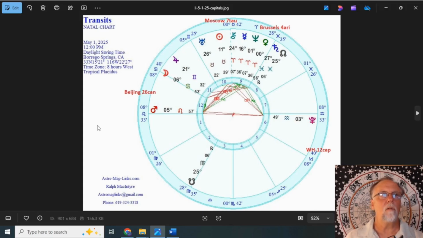And so right now we're looking at the transits of May, beginning of the month. We have the White House sitting here in Capricorn, 12 degrees of Capricorn. We have Moscow sitting up here in Taurus, 7 degrees of Taurus. We have Beijing at 26 degrees Cancer. We have Brussels here at 4 degrees Aries. And by looking at this, we can start to anticipate what's going on.